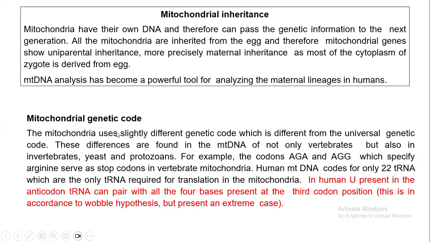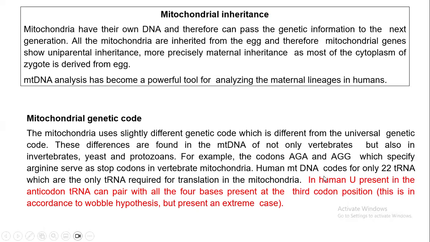Coming to the mitochondrial genetic code, it is slightly different when we compare it with the universal genetic code. These differences are also found in the mitochondrial DNAs of not only vertebrates but also invertebrates, yeast, and protozoa. For example, the codons AGA and AGG encode the amino acid arginine in the nuclear genome, while they encode a stop codon in vertebrate mitochondria.